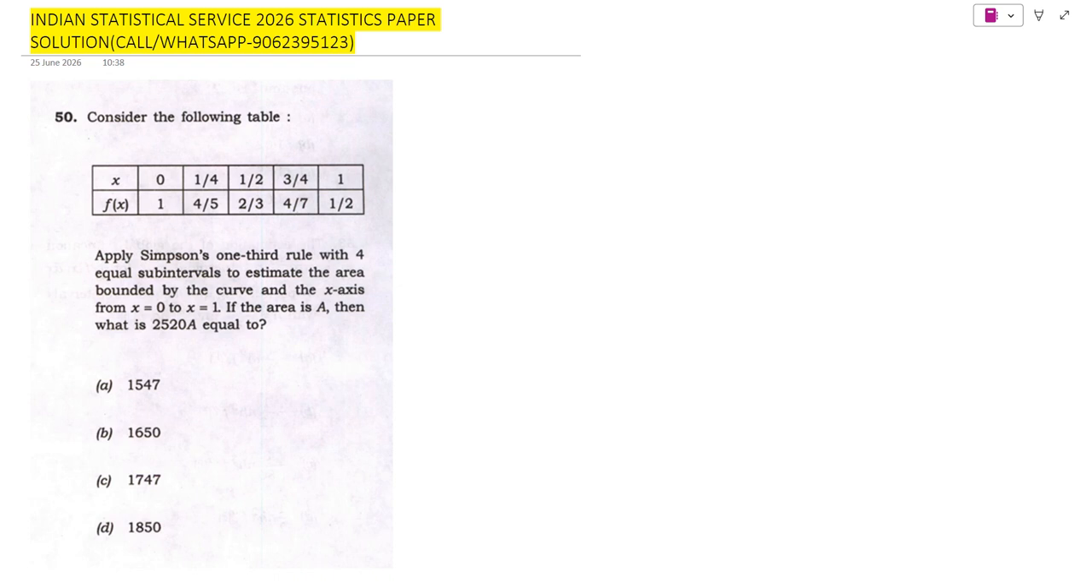Let's jump straight into an excellent numerical challenge today. We are looking at the question from the Indian Statistical Service ISS 2026 statistics paper.